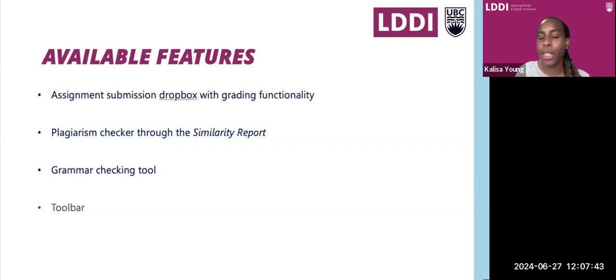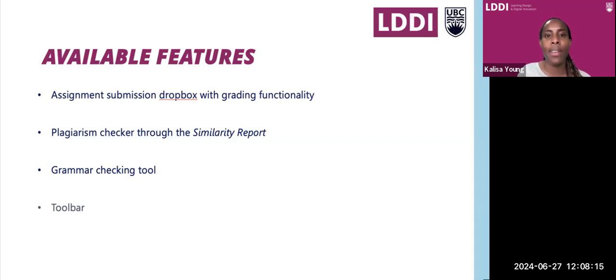Another key feature is the plagiarism checker through the Similarity report. What the Similarity report does is that it goes through the student submission and flags the different areas of their paper that might match somewhere else, whether it be another student's paper, a website, or an academic journal, anything like that, and provides a percentage score as well.